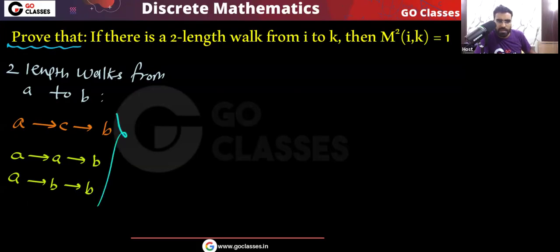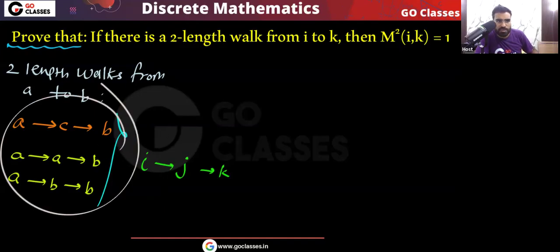Now, these three I can capture by a single statement. From I to K, you have a two length walk. Let me put J here. Remember, this J can be same as I, this J can be same as K, or this J can be different. Is this clear? These are the possible two length walks.